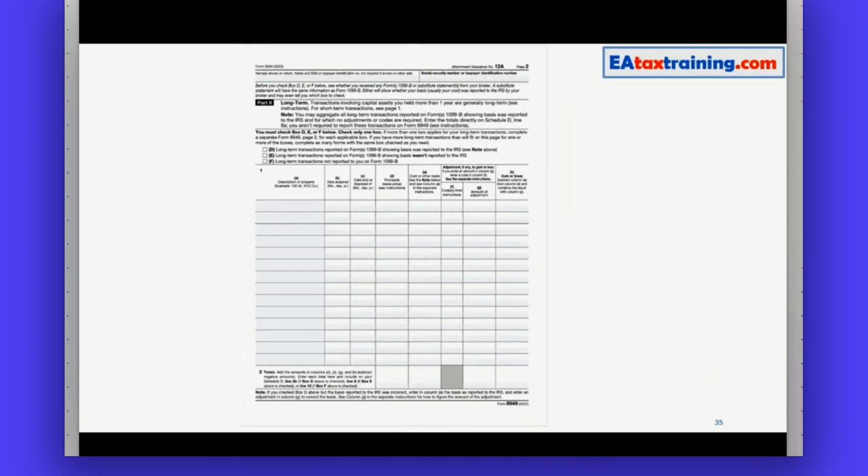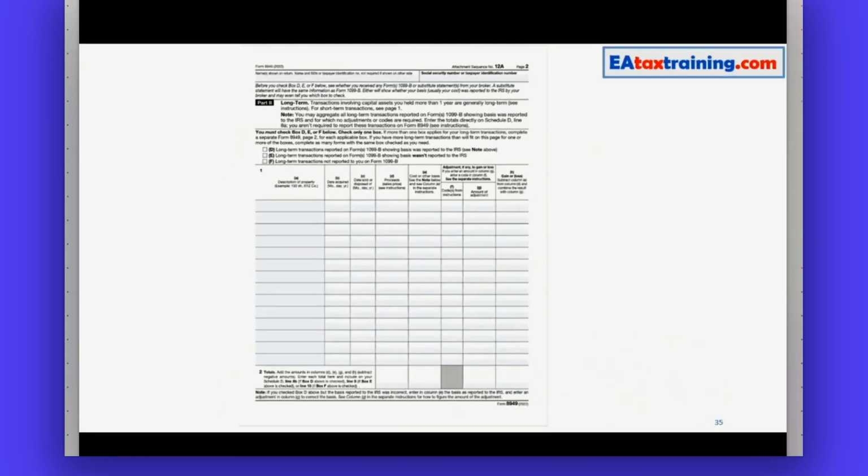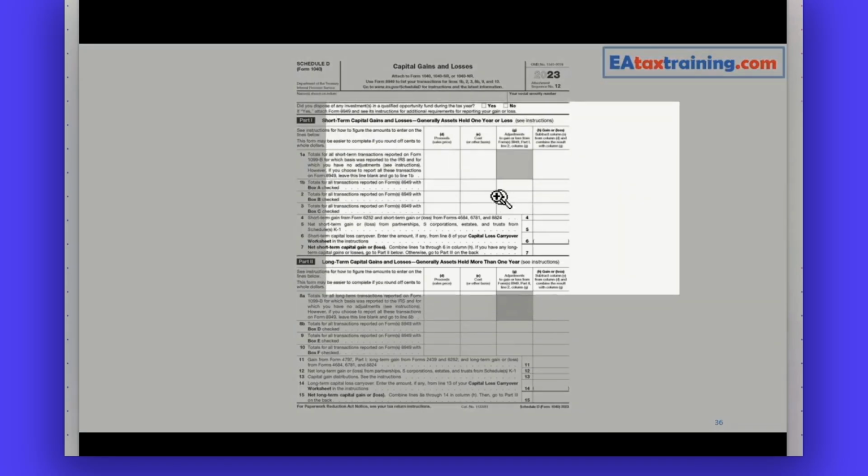Then you would move on to page 2, which, not surprisingly, is long-term transactions. And it's the same thing. So it's box D, E, and F, but these correspond to box A, B, and C on the previous page. And then all of these columns are also the same. You're going to report what the asset is, when you got it, when you sold it, how much you sold it for, how much your basis was, and then what your gain or loss is. And then once you have all of those long-term and short-term gains, those are going to flow up to Schedule D.